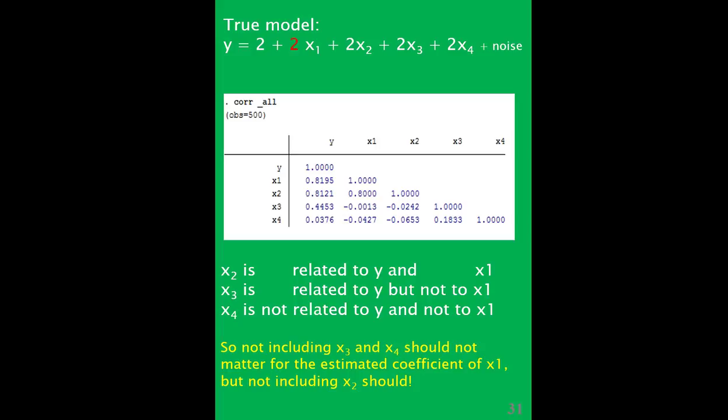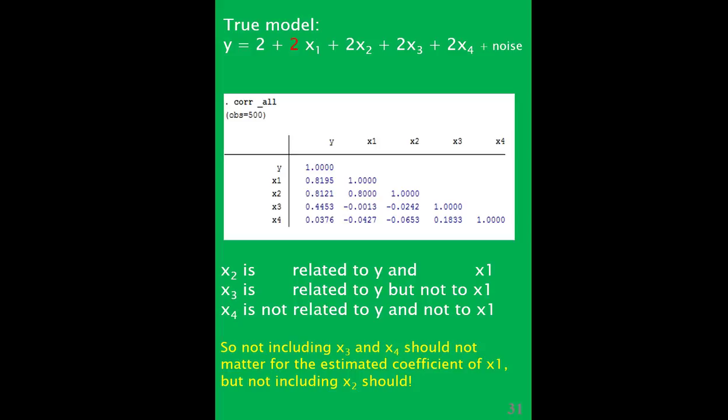x3, let's see. x3 is related to y, there's a correlation of 0.44, but it's not related to x1, there's a correlation of 0. So now I have that term: one of these factors is 0.44, which is not good, but the other one is 0, so the product of the two is 0 as well. So again, leaving out x3 should also not be an issue for estimating the coefficient of x1.